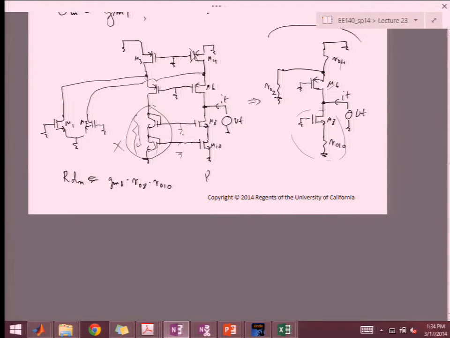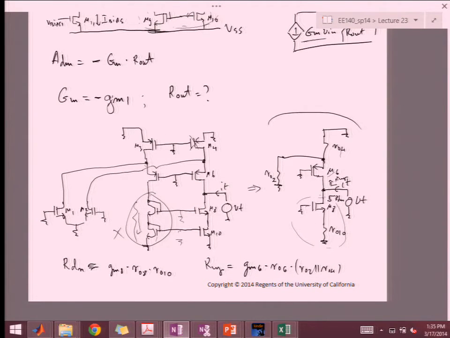OK, so what is R up? That's R up, and then we have R down. So I'll just write the whole thing. We have GM6 times RO6 times the tail, and that's RO2 now in parallel with RO4. So yeah, if RO2 and RO4 are the same, then we're going to half. But on ballpark, it's similar. OK? So then our R out is really R down in parallel with R up.